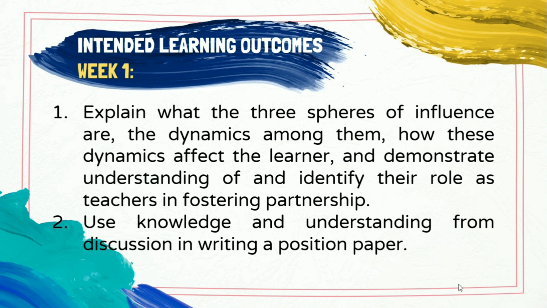For week number 1, here are the intended learning outcomes. Number 1, explain what the 3 spheres of influence are, the dynamics among them, how these dynamics affect the learner, and demonstrate understanding of and identify their role as teachers in fostering partnership. Number 2, use knowledge and understanding from discussion in writing a position paper.